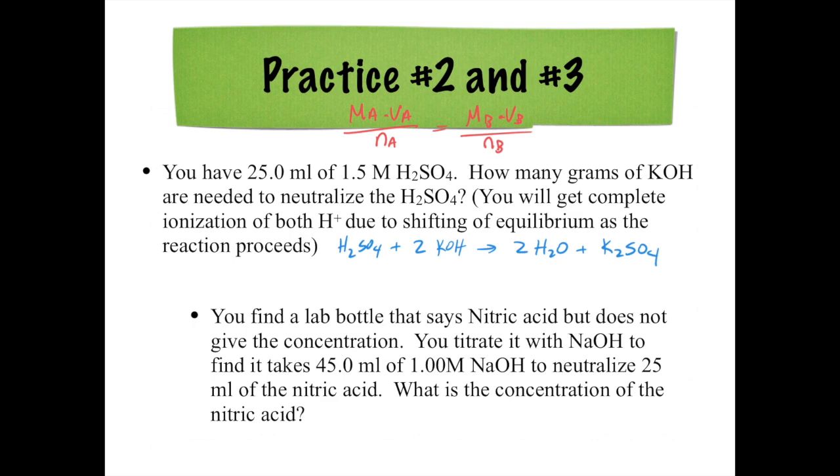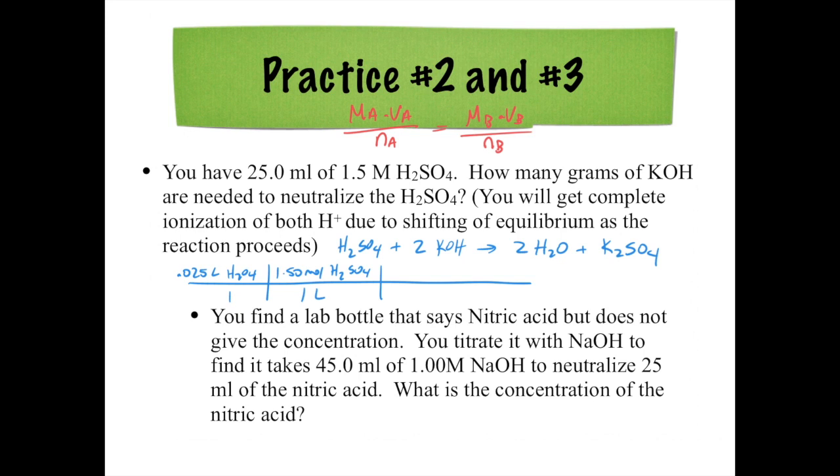Go ahead and pause the video now and see if you can solve this one without me, and then restart the video and see me work out the answer. Alright, the first thing I'm going to do is I'm going to start with 25 milliliters of my acid, but I need that in liters, so it's 0.025 liters over 1, and I'm going to multiply that by the molarity, 1.5 moles of H2SO4 over 1 liter.